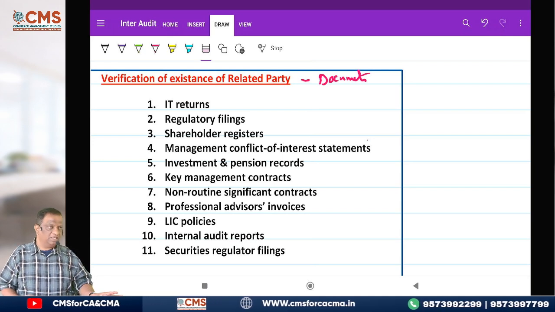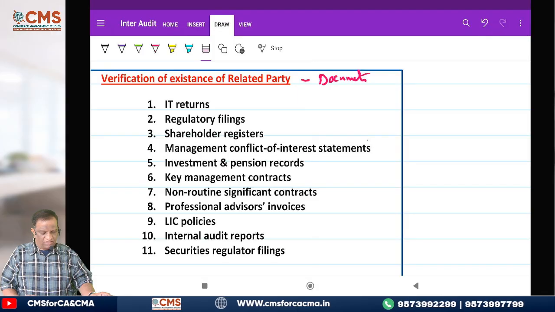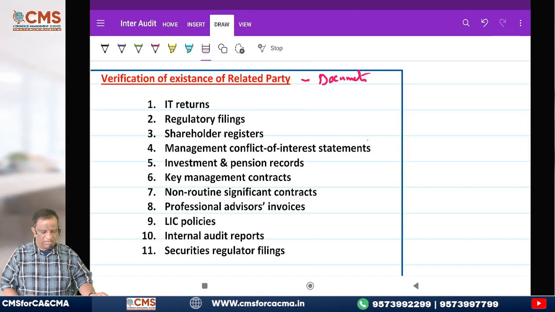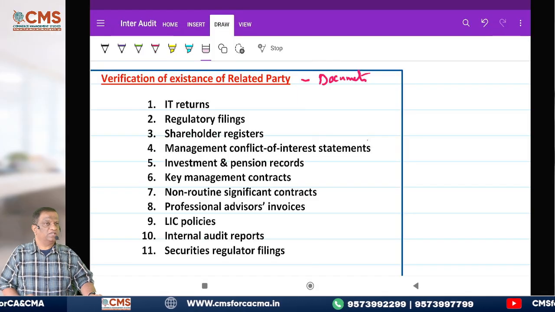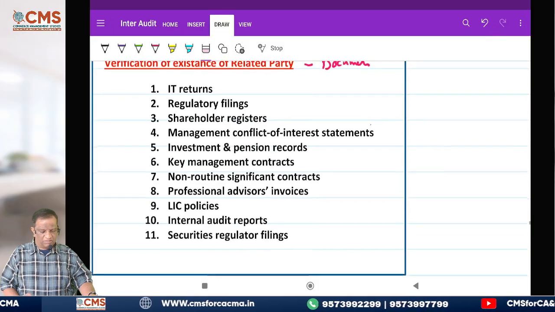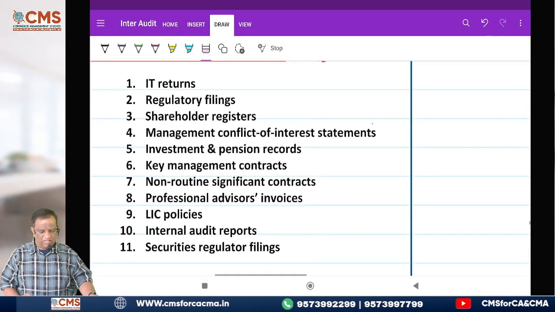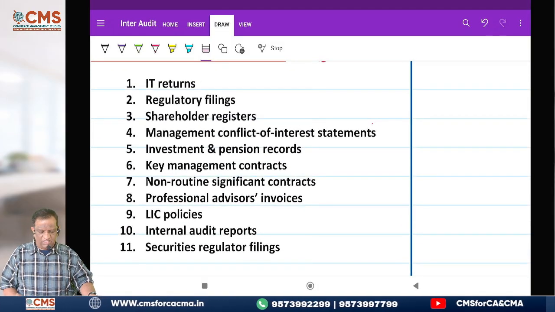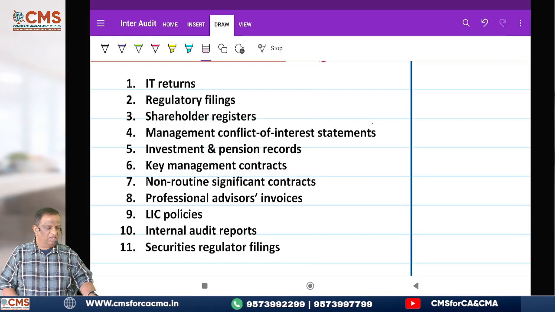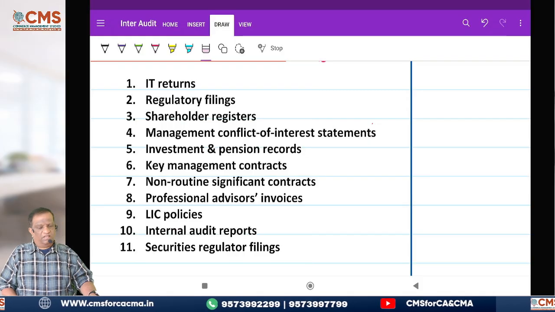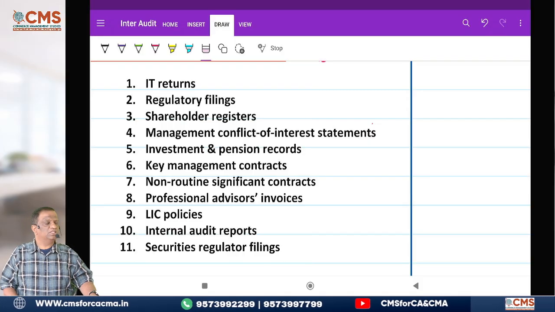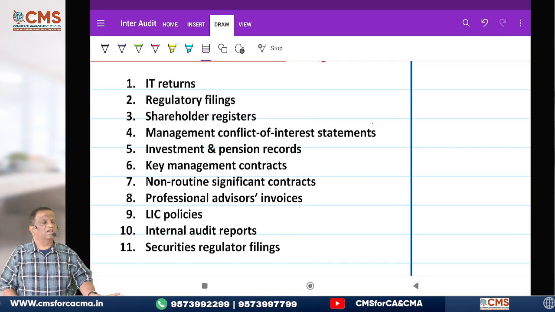One is the IT return, and the second one is the regulatory filings with the SEBI and all that, and the shareholders register to see whether 50%, 20%, what is the investment and all that, and management conflict of interest statements. Because if it is a listed entity, the managements, that is the directors, will give which other companies they are directors of.